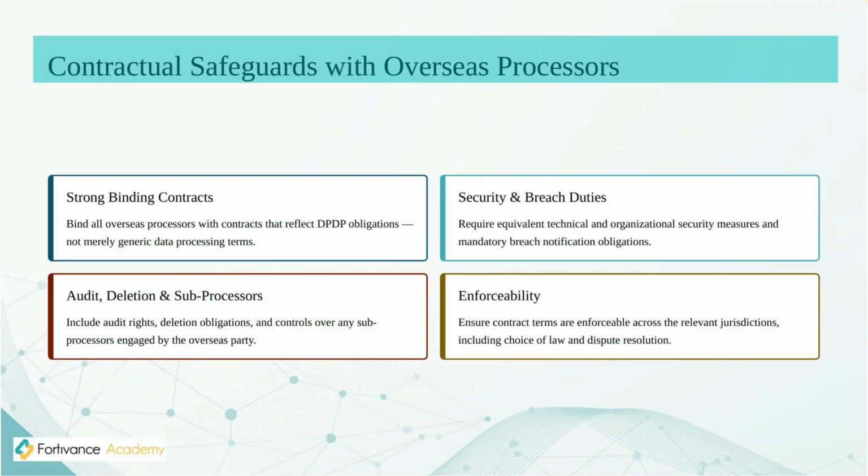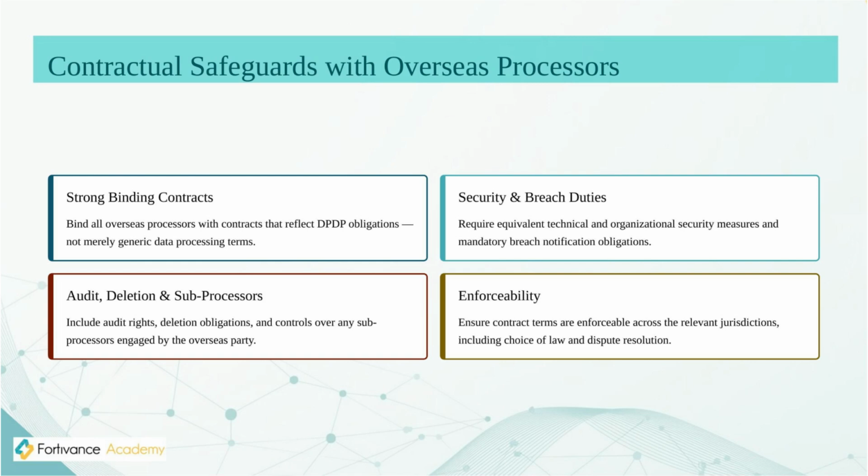Let's talk about a practical tool for managing cross-border transfers responsibly: contractual safeguards with your overseas processors. Even within a framework that broadly permits transfers, you still bear responsibility for the data you send abroad, and contracts are a key way you manage that. Here's the principle, and it echoes what we discussed about processor security. When your data goes to an overseas processor, your responsibility for protecting it doesn't evaporate at the border. You've handed your data to someone in another country, and you need assurance they'll handle it properly. Contracts are how you secure that assurance.